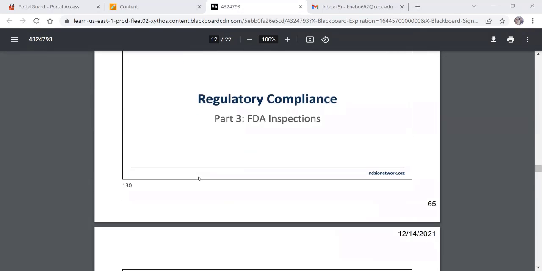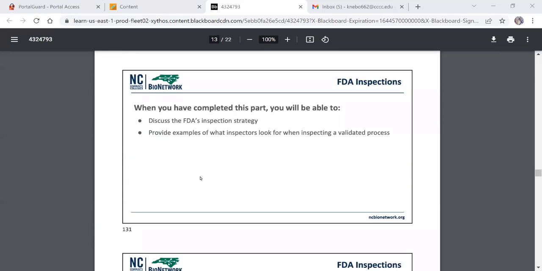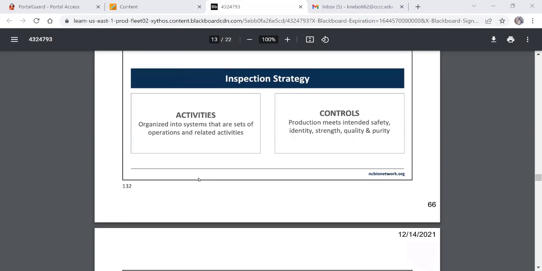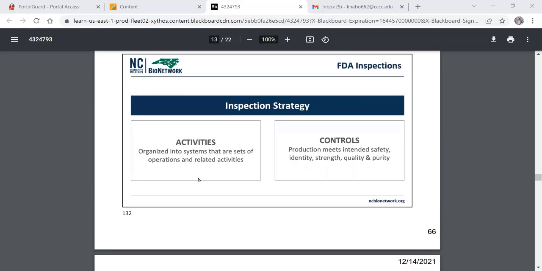So next we're going to FDA inspections. When we complete this part, we'll be able to discuss the FDA's inspection strategy and provide examples of what inspectors look for when inspecting a validated process. So, inspection strategy. You have activities that are organized as systems that are sets of operations and related activities. And then you have controls, which ensure production meets intended safety, identity, strength, quality, and purity.